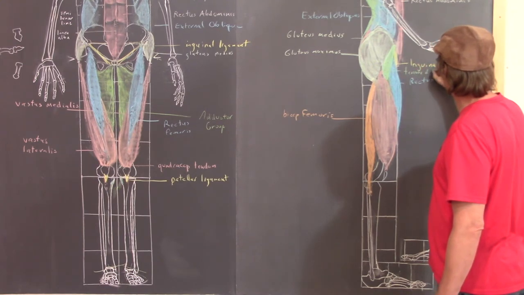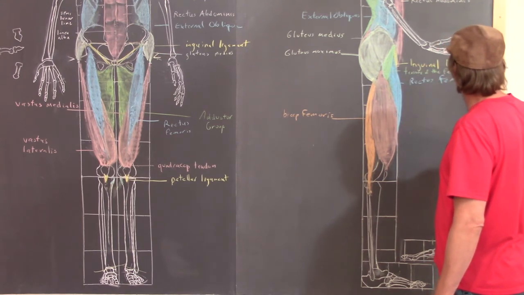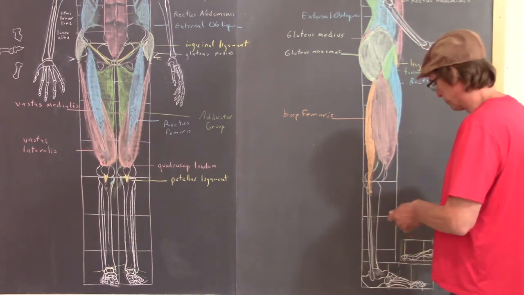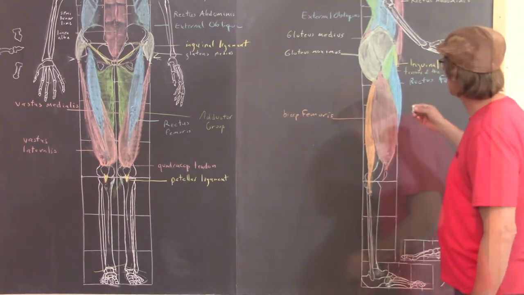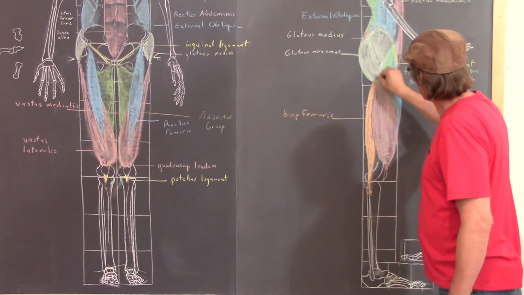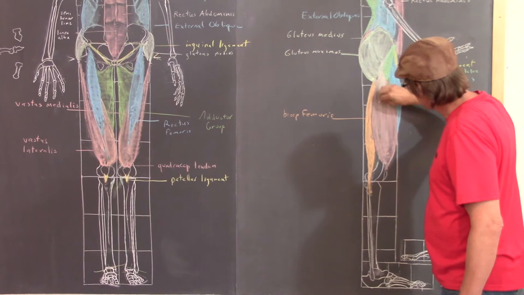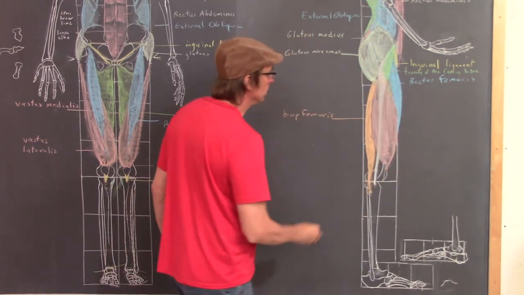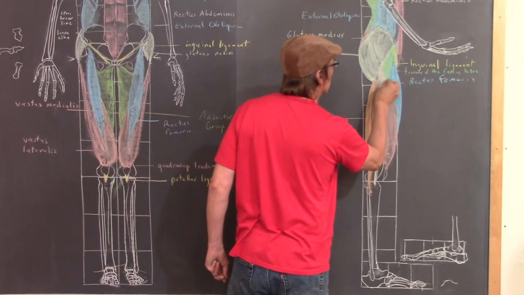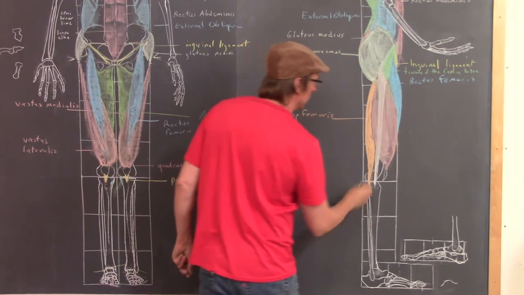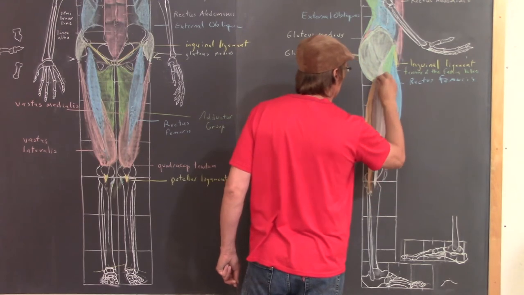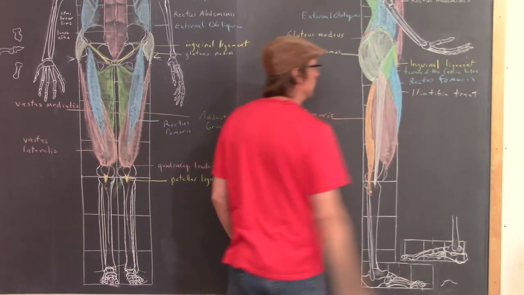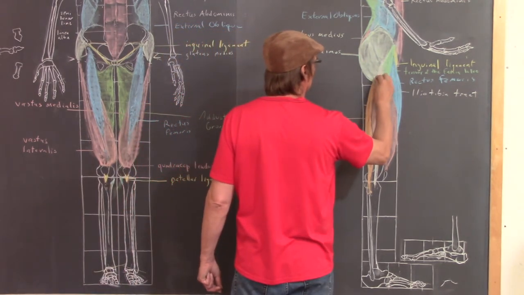Tensor of the fascia latae. And so what that means is actually that tensor muscle is tying into a whole band of muscle here. Because what's going to happen is that this will attach to that band and have a common tendon that will go right down to the tibia like that. And that's called the iliotibial tract or iliotibial band.